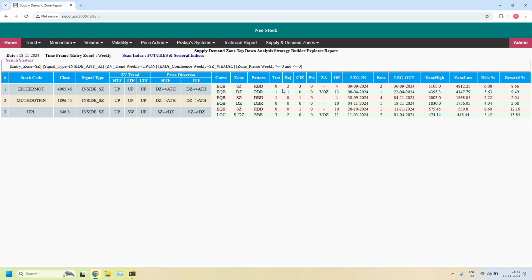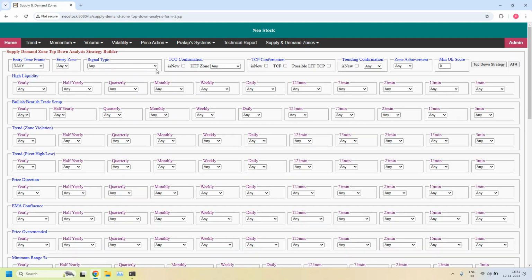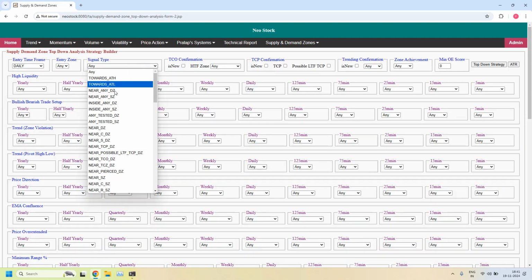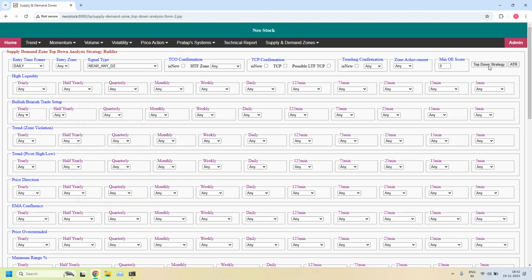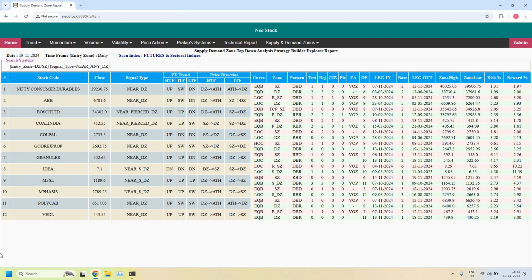Okay, next time frame is daily. So entry time frame daily. Let us find the stocks near daily demand zone. 12 stocks are filtered. Let us identify high liquidity daily demand zones from this list.